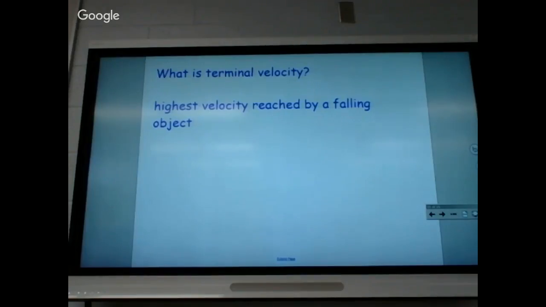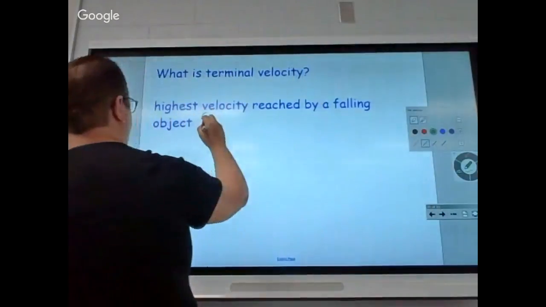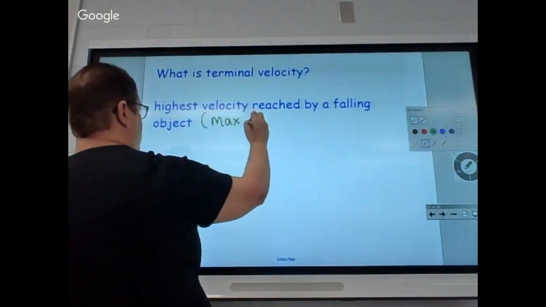That's 2 for me. All right, terminal velocity is the highest velocity reached by a falling object. When objects fall, we know they accelerate, right? But do they continue to accelerate all the way to the ground? No. At some point, they stop accelerating. It reaches maximum speed. So the highest velocity reached by a falling object is the maximum speed reached when falling.